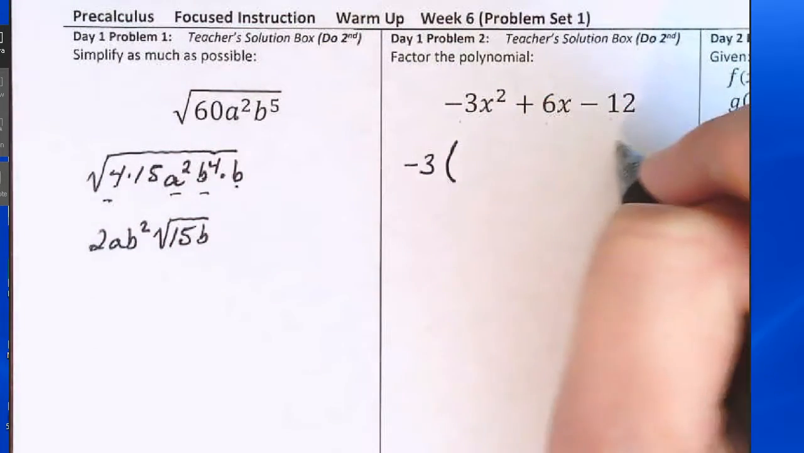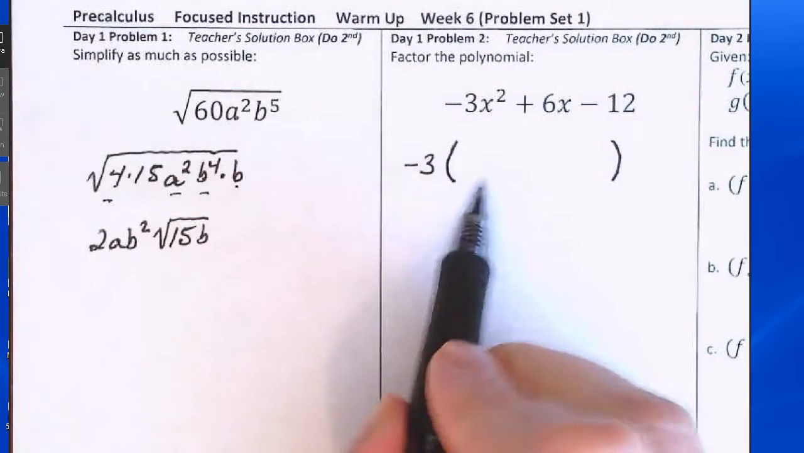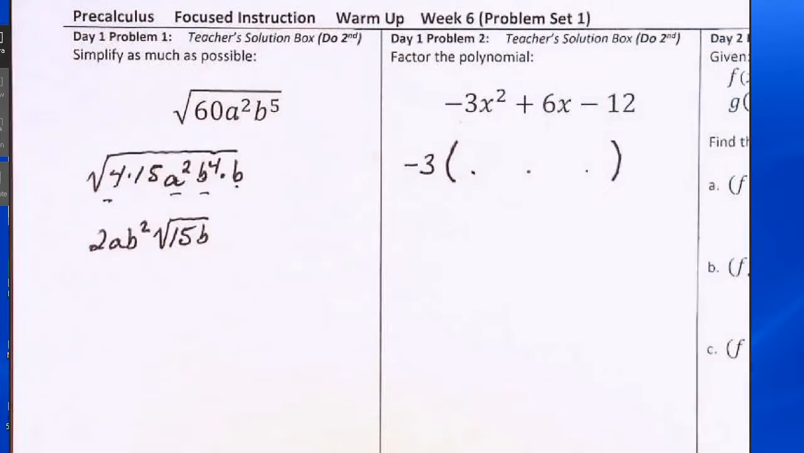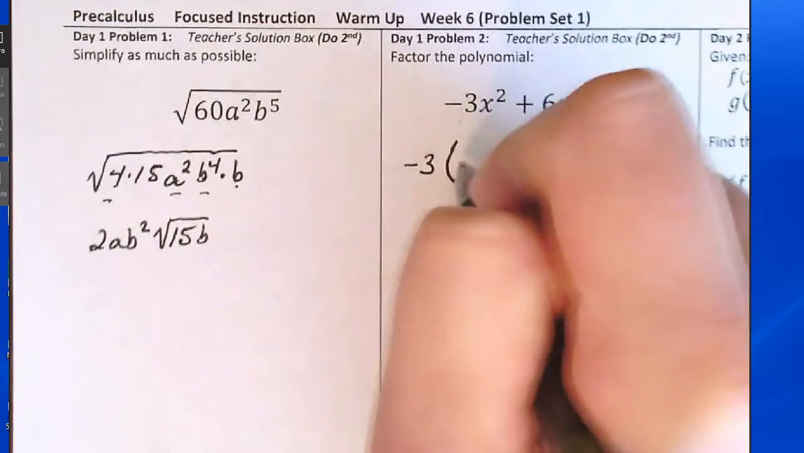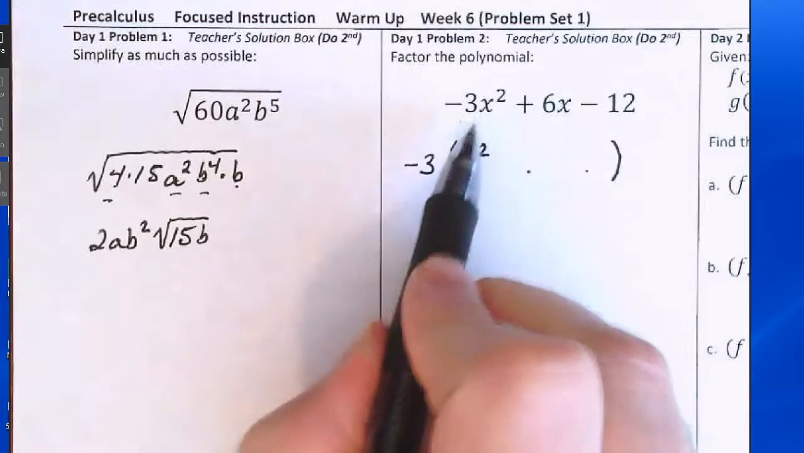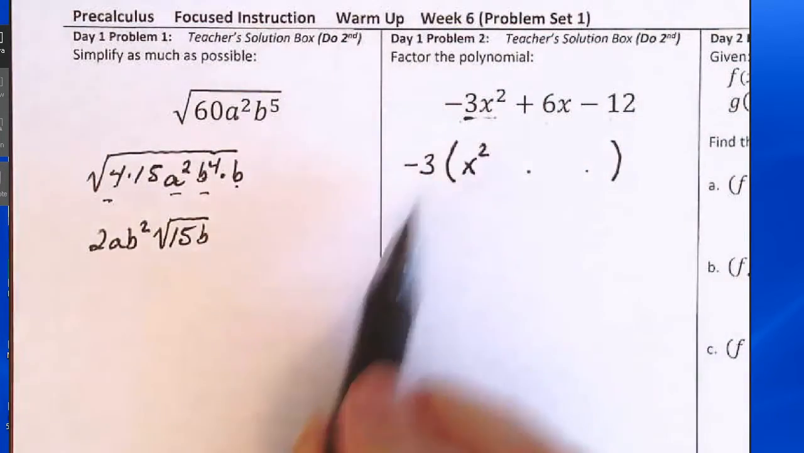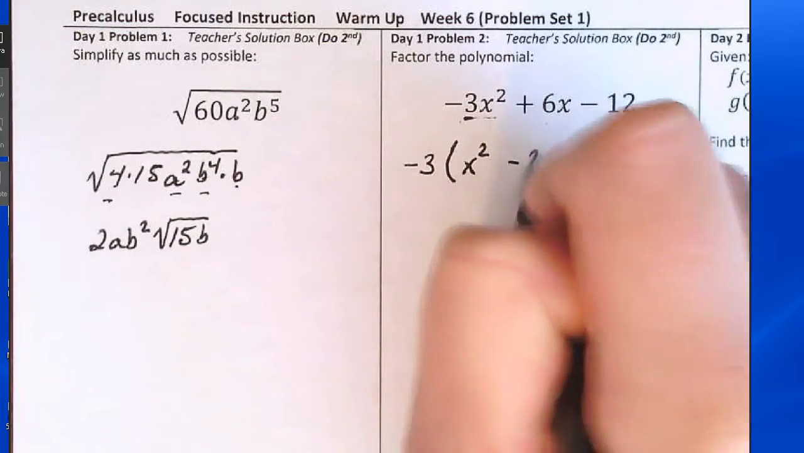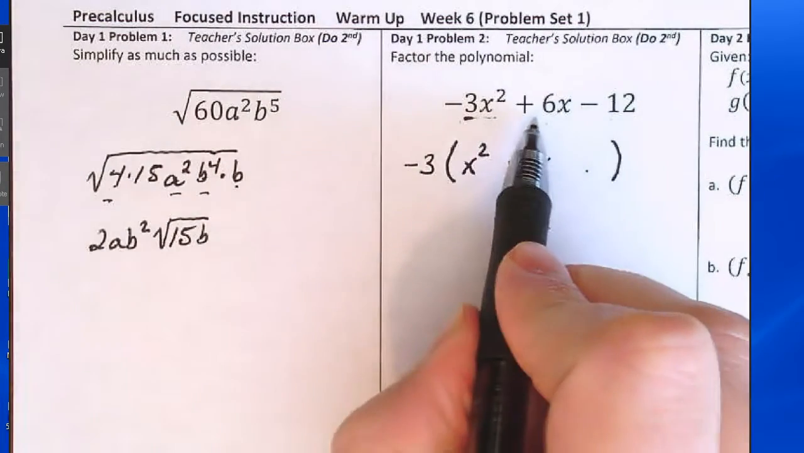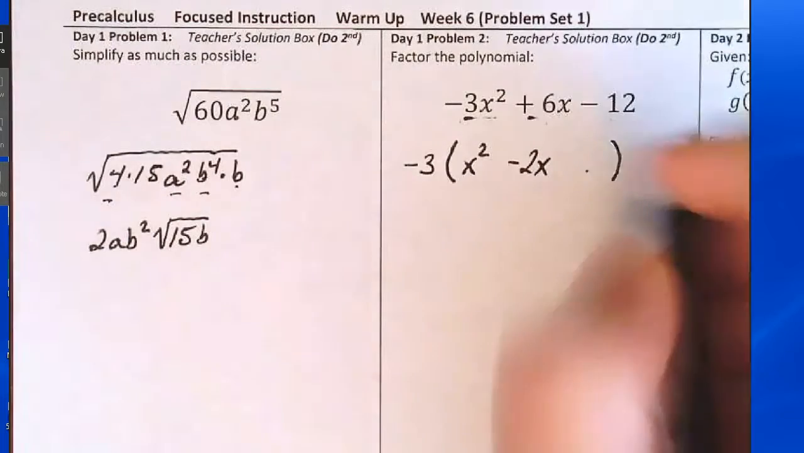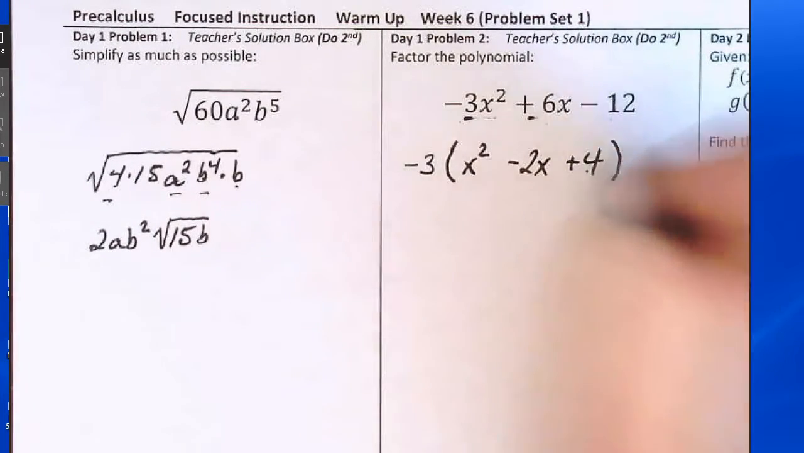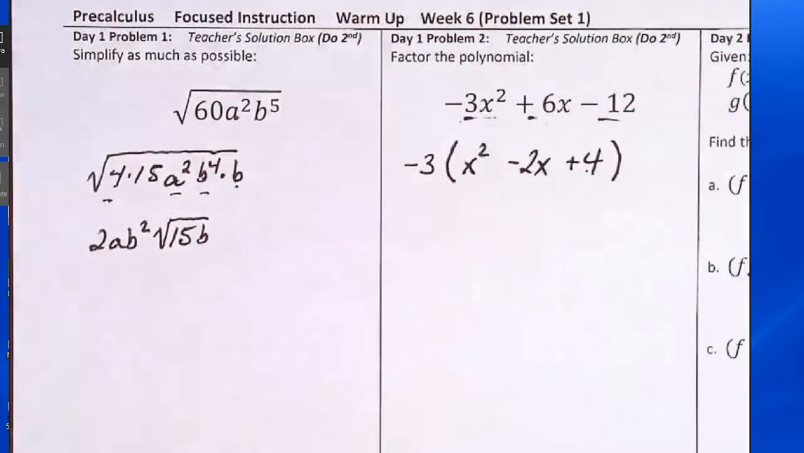And then we're going to put a set of parentheses and complete the trinomial that would be in there. -3 times x squared creates that first term. -3 times -2x creates that middle term. And -3 times a +4 creates that last term.